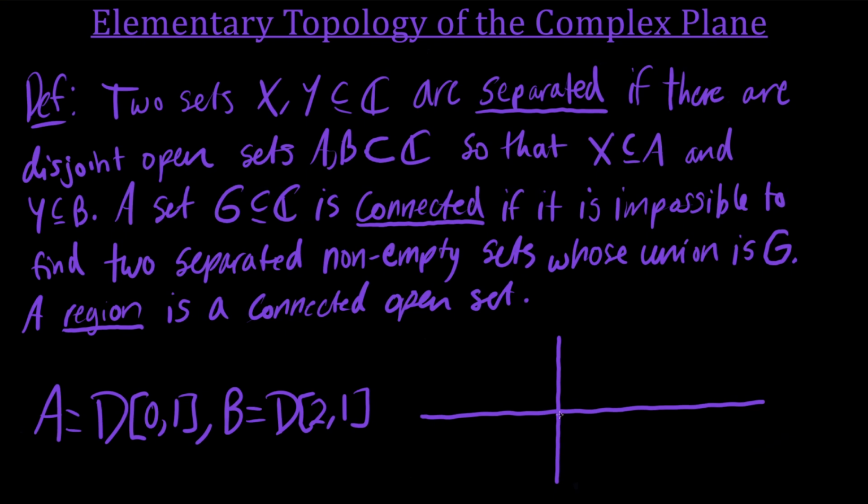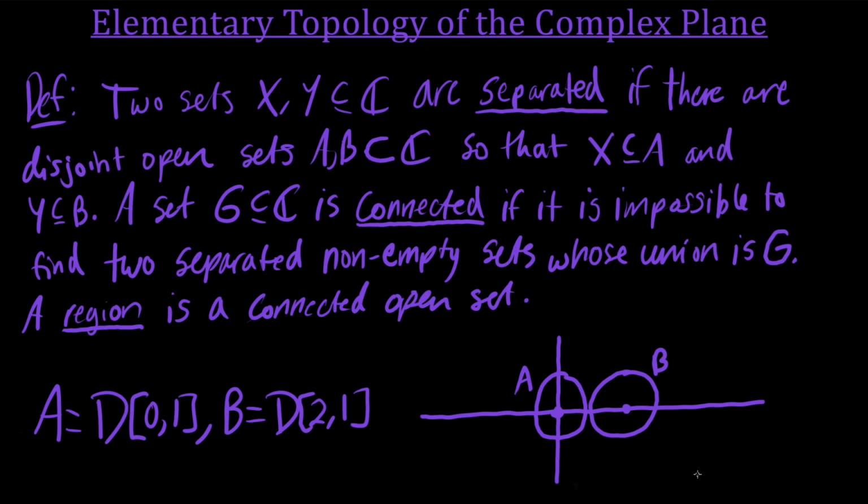So the open disk centered at 0 with radius 1 looks something like this, and we'll label this A, since this is our set A. And the open disk centered at 2 with radius 1 looks something like this, and this is the set B, right? And so are these two sets open? Well, A and B are both open disks, and we've already gone over that open disks are indeed open sets, and so that condition is satisfied.